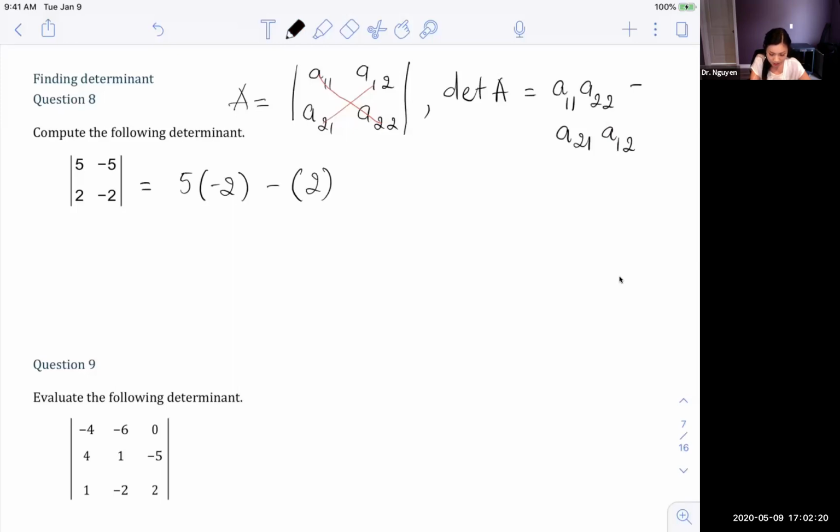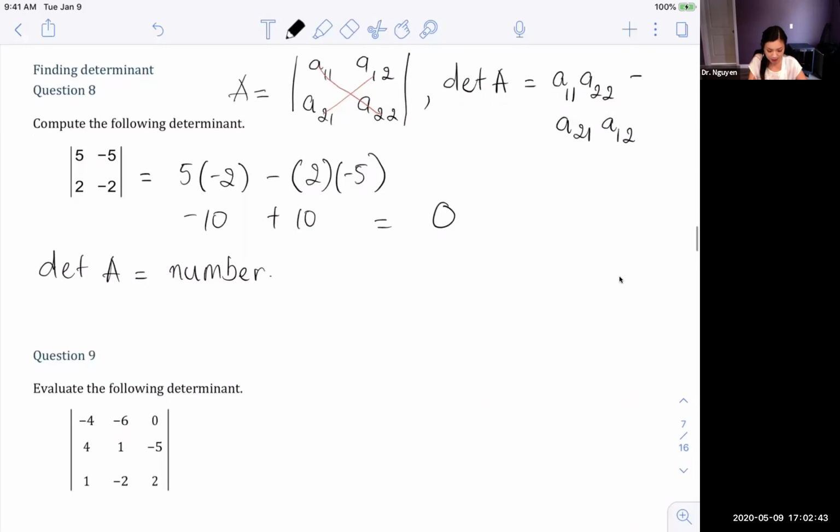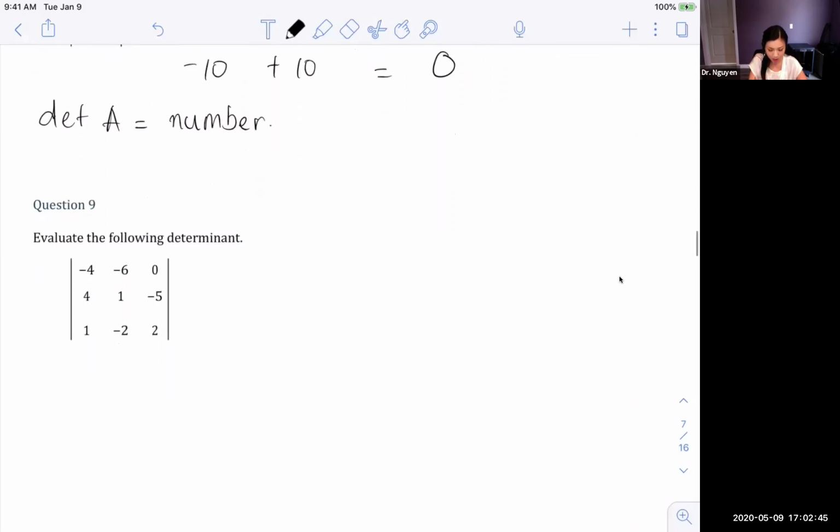2 times -5. So this is -10. Add 10, so the determinant here is 0. Notice that the determinant of a matrix is a number. Now the 3 by 3 is a little bit more complex.